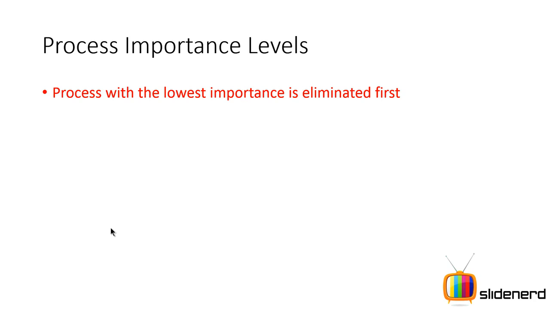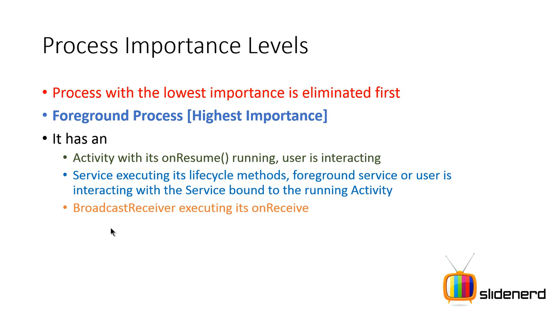The one with the lowest importance will be terminated first if memory is less. So the first and the most important process is known as the foreground process. This has the highest importance. So it can have an activity whose onResume is currently running, which means you opened your SMS and you're typing something. That means the activity's onResume is running, therefore it's a foreground process.